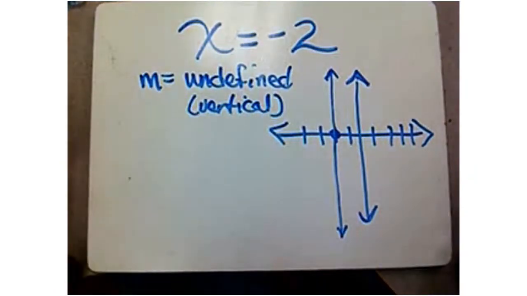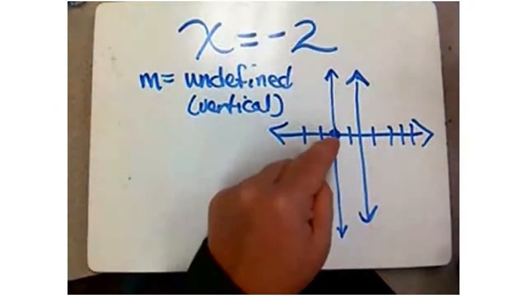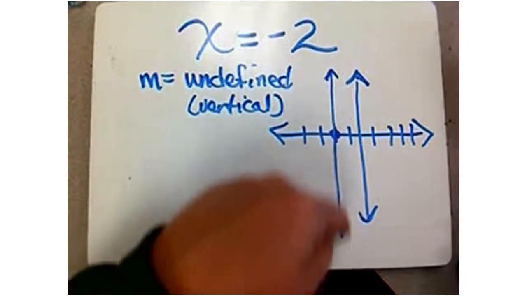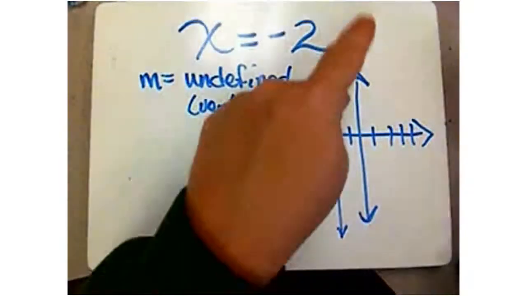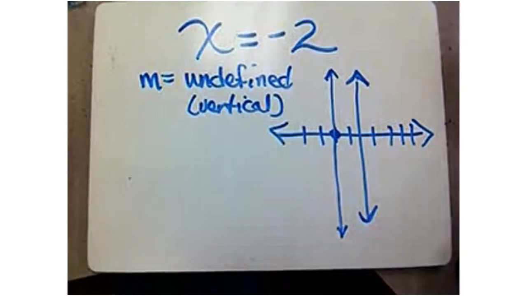It's just a vertical line. It doesn't slope one way or the other. It's not flat. So it's a vertical line. The x value is at -2. So 2 to the left of your origin, and then you just draw a line from north to south, 6 to 12 o'clock, 12 to 6 o'clock, straight up and down line.